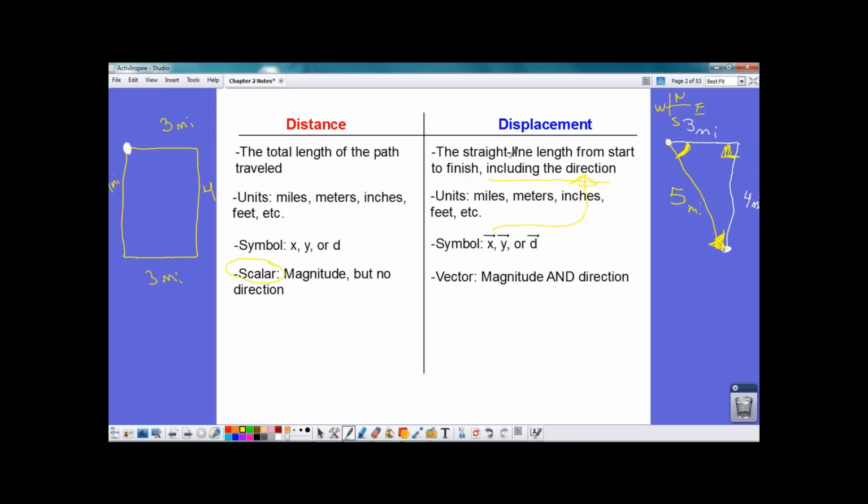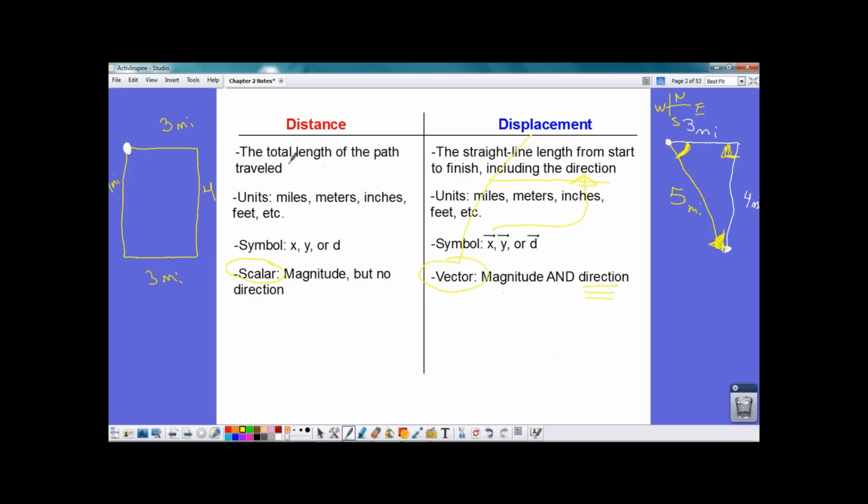Okay? Also, we say displacement is a type of vector. Why? It includes magnitude, 5 miles, that's our magnitude, but it also includes the direction, southeast. Again, eventually might include some angles and things like that. So we've got distance, we've got displacement. They're similar. They use the same units. They've got very similar symbols.